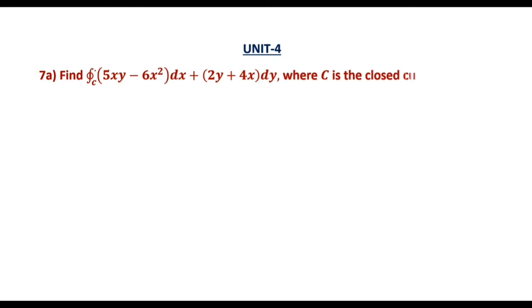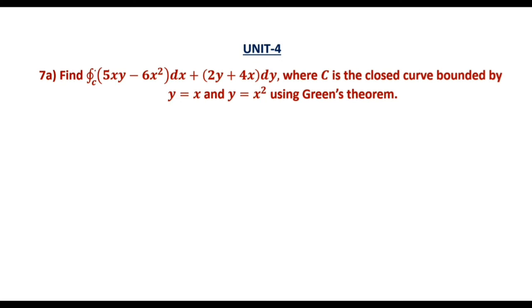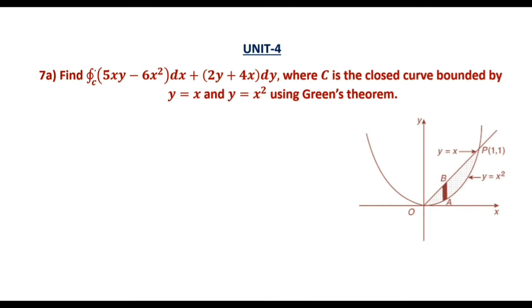Coming to unit number 4, find the integral over c of m dx plus n dy, where c is a closed curve which is bounded by the curves y equals x and y equals x square, using Green's theorem. First you need to draw the rough sketch of the region. Y equals x is a straight line which passes through the origin. Even powers of x is symmetric about the y axis, that is a curve which is symmetric with respect to the y axis.